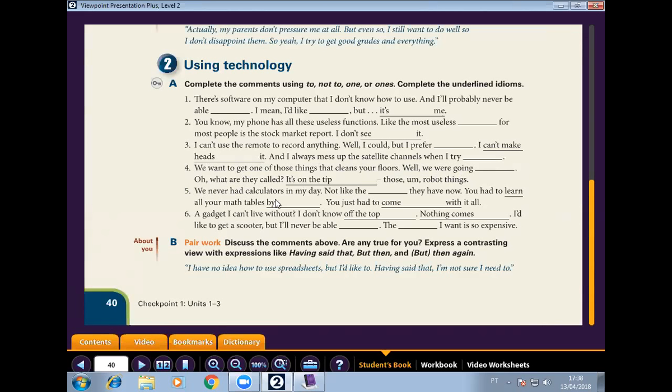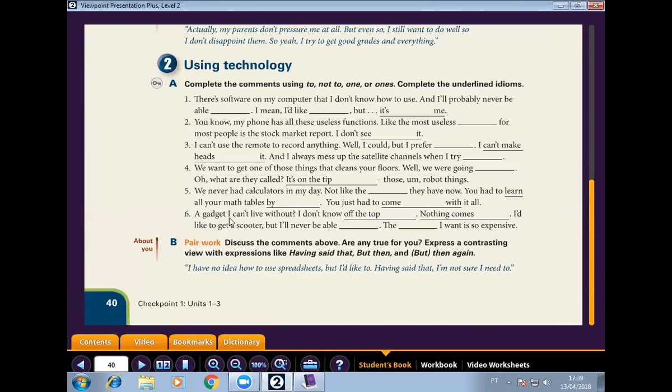Fifth, we never had calculators in my day. Not like the ones they have now. Because we are talking about calculators: we never had calculators in my day, not like the ones they have now. You had to learn all your math tables by heart. Remember, when you learn something completely, you master it, you learn it by heart. And then he continues. You just had to come to grips with it all. Come to grips.